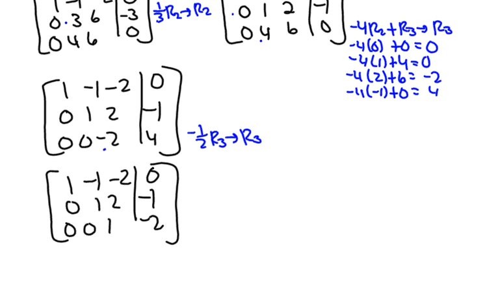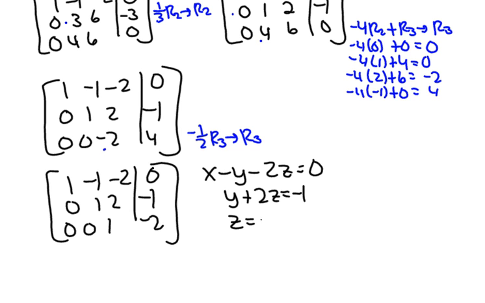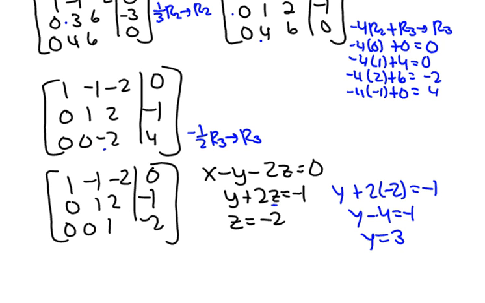Now I am in REF form. Okay? So now I can write out these three equations. So again, I can use back substitution for this. I can replace this z with negative 2, so I can solve for y. So y is equal to 3. Now, what can I do? I can use y for 3 and z for negative 2 to solve the top equation for x.